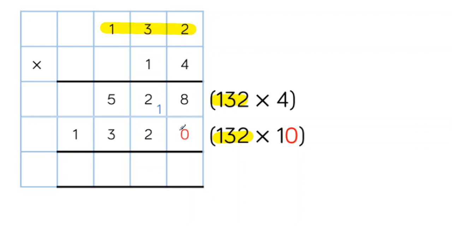And multiplying by 10, I put my 0 in. 1 times 2 is 2, and so on. So my answer will be 1,848. So 132 multiplied by 14 is 1,848.